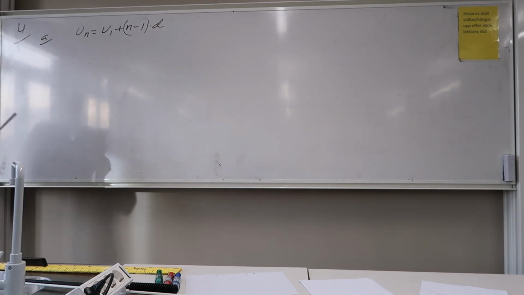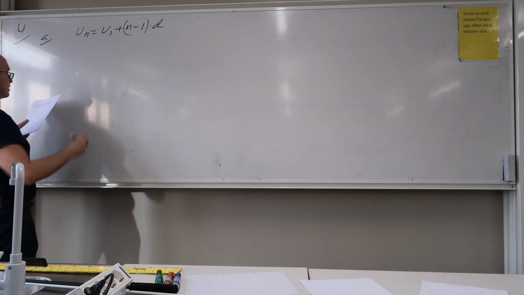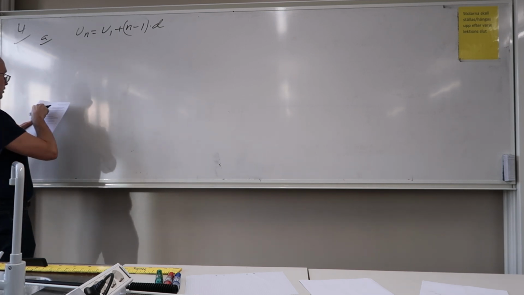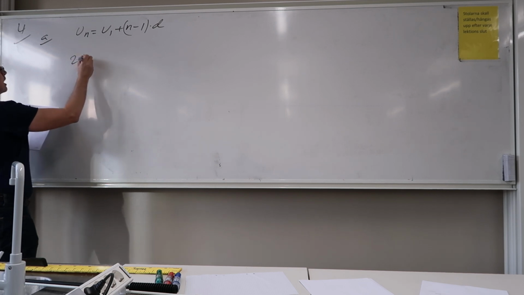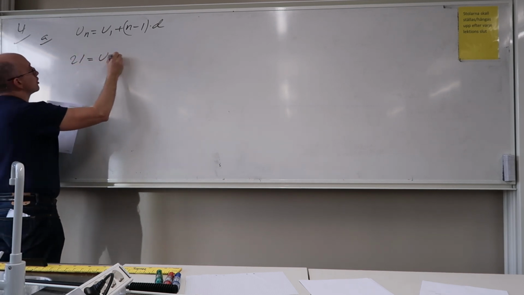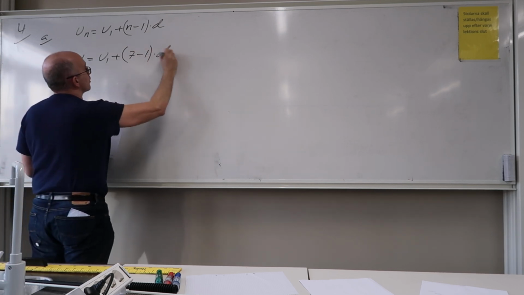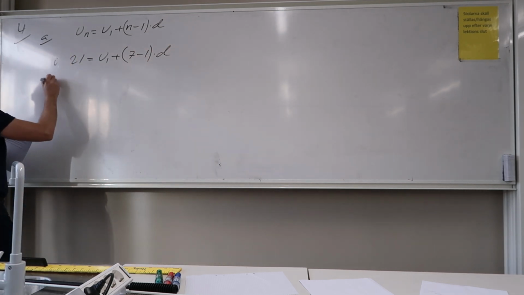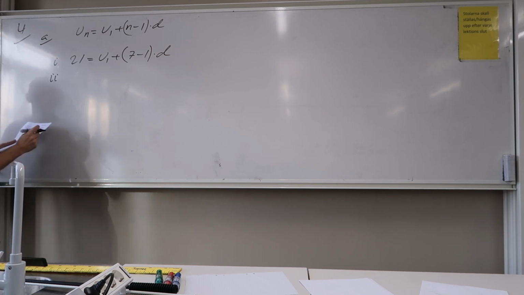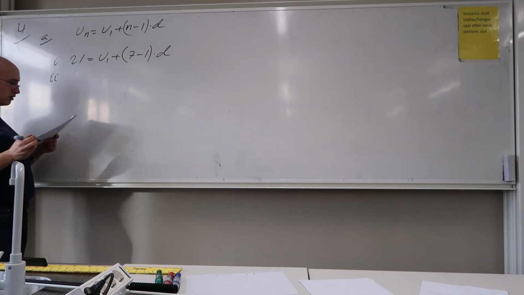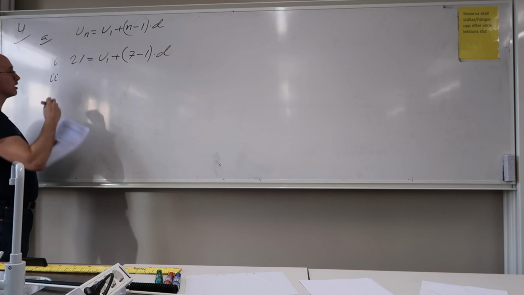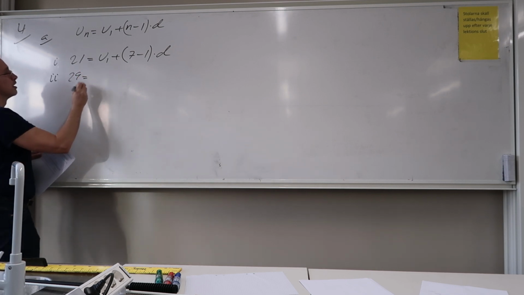Equation for day 7. Well, we're looking for the 7th term, and we know it's going to be 21 milligrams. We don't know the first term. We know that n is 7. We don't know the difference. Okay. Then we have day 11, and it's 29.